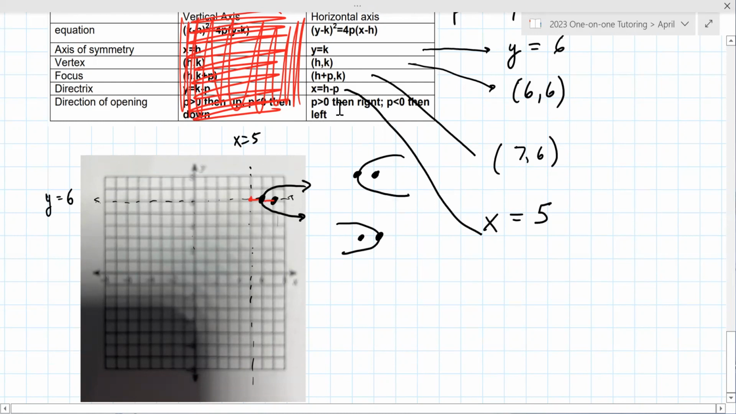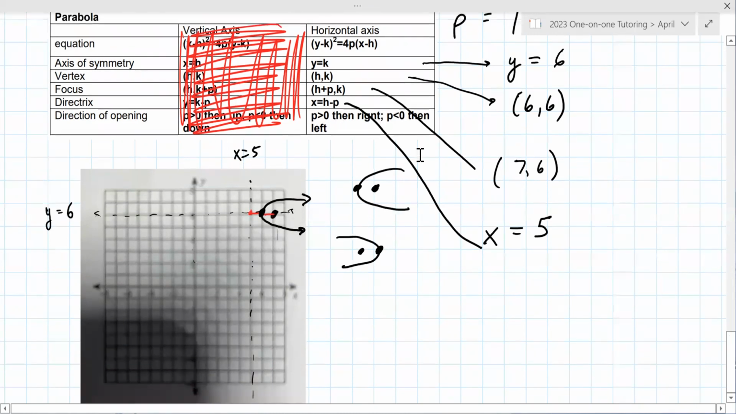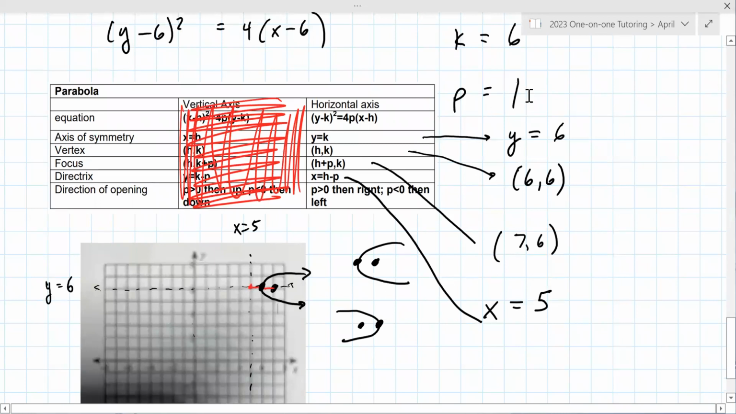Now, if P is greater than 0, it opens to the right. If P is less than 0, it opens to the left. P is greater than 0, so it opens to the right. So you've got everything.